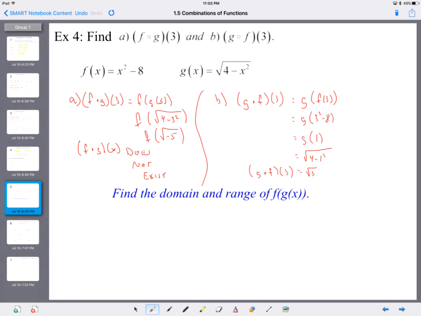So kind of a little bit of a bonus question here is what is the domain and range of this function?